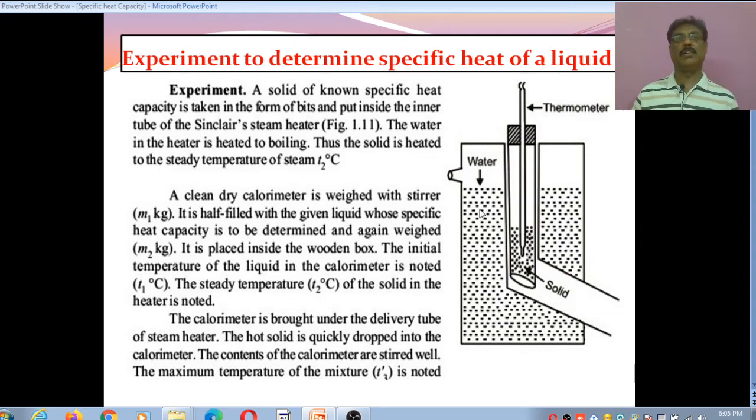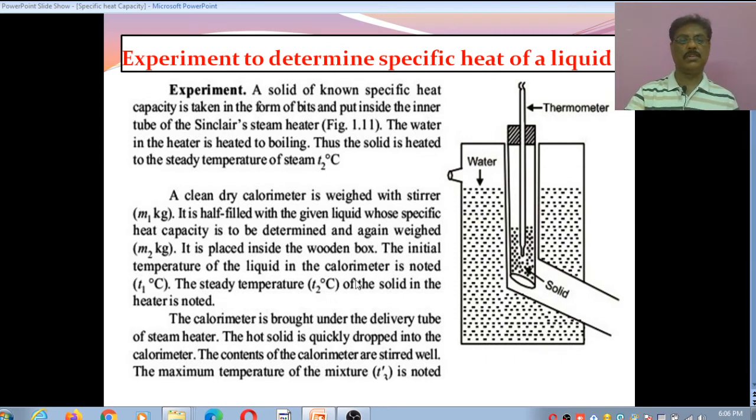Now we have two temperatures. One is T1, the initial temperature of the given liquid. T2 is the temperature of the solid after heating. T1 is the region of low temperature, and T2 is at a high temperature. So these two are different setups with different temperatures. And now what happens? We are going to mix these two.